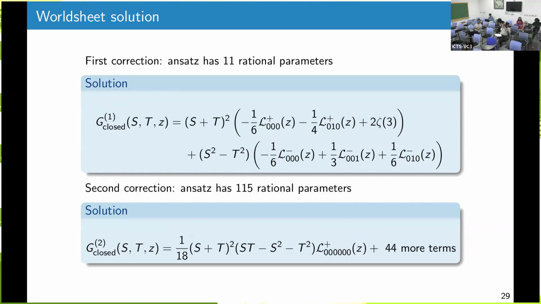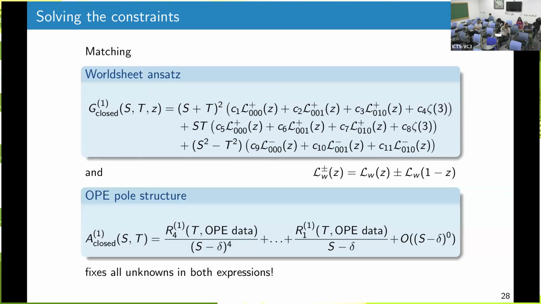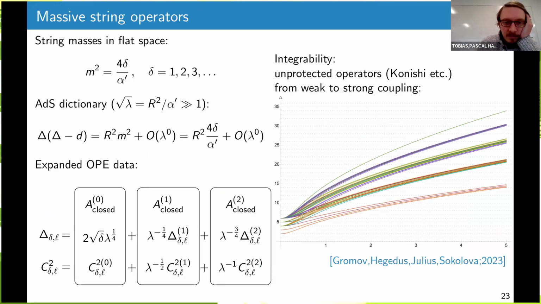Sorry, just to go a bit slow. On the previous, I forgot already where these poles in A1 closed came from and how the subleading poles were fixed. Could you say one more time how this was fixed? Yes. So we had the OPE.